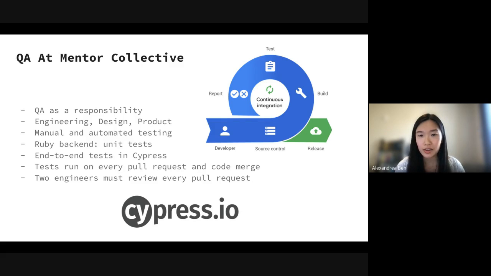In addition to that, we have code reviews, and in some places, at NAVEX Global and SurveyMonkey, it was usually just one person needs to review your code. But at Mentor Collective, we have 2 engineers review our code. And that's an added buffer to just try and catch bugs earlier.